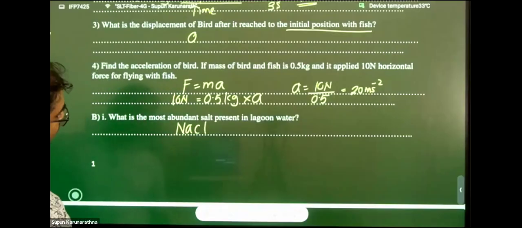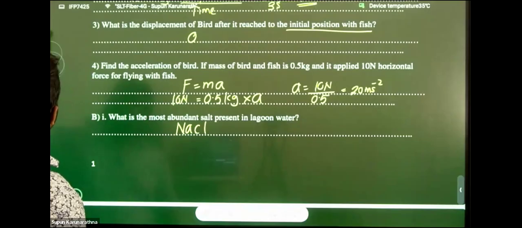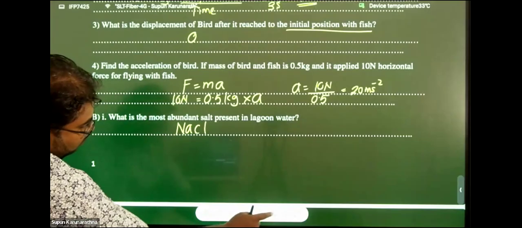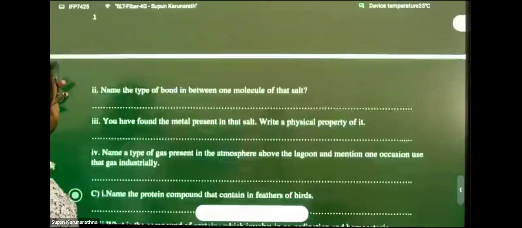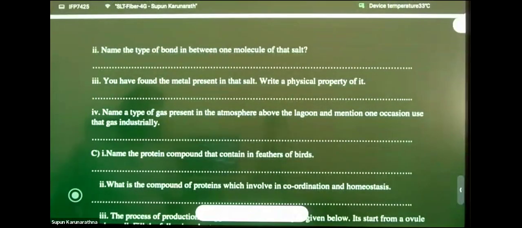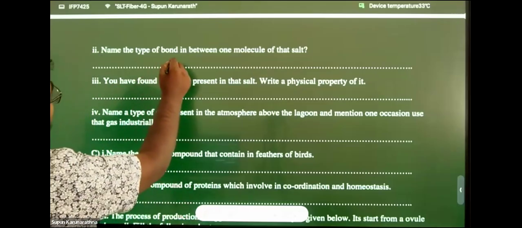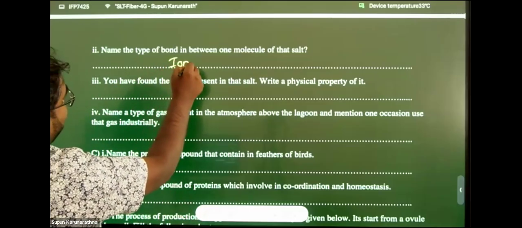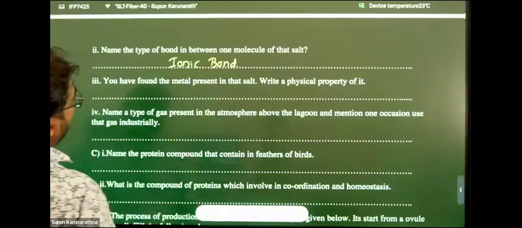Sodium chloride. We normally call it a salt, right? Come to the next one. Name the type of bonds between the molecules of that salt. What are the types of bonds it has? The bond in sodium chloride is an ionic bond. Ionic bond, right?